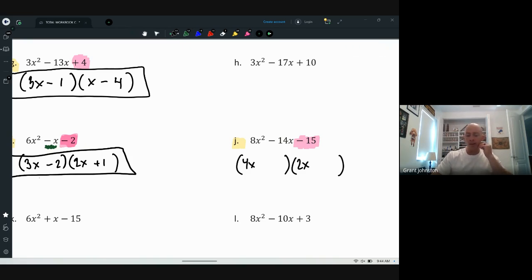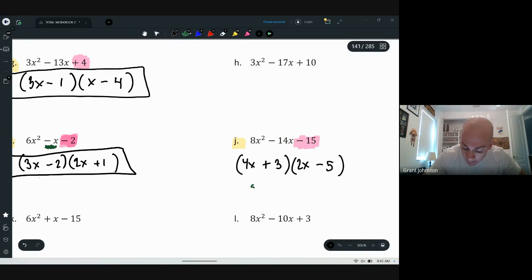It's got to combine to negative 14x, so this seems kind of a challenge here. I need to get to negative 14. So this is what I'm thinking. If I put a negative 5 here, that 4x times the negative 5 is going to get me all the way to negative 20x. And then I can put the 3 here to multiply to that negative 15. And 3 times the 2x gives me 6x, and negative 20 plus 6x gives me that negative 14x that I want. So let's check my answer.